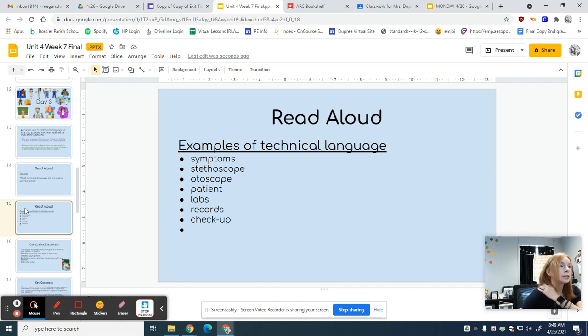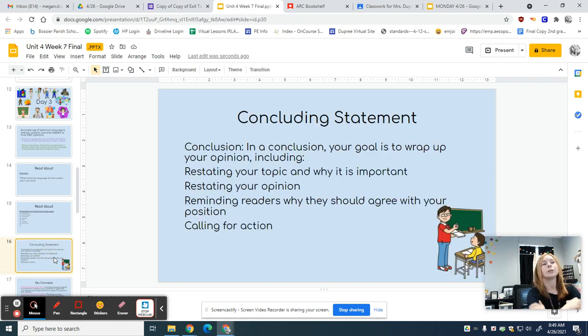All right, I also want to go over concluding statements with you guys. So if I was to state my opinion about the book we just read, I could say, I think doctors use many tools to perform their job. So let's think about that as my opinion. Now let's look at concluding statements. In a conclusion, your goal is to wrap up your opinion, including restating your topic and why it is important, restating your opinion, reminding readers why they should agree with your position, and calling for action.